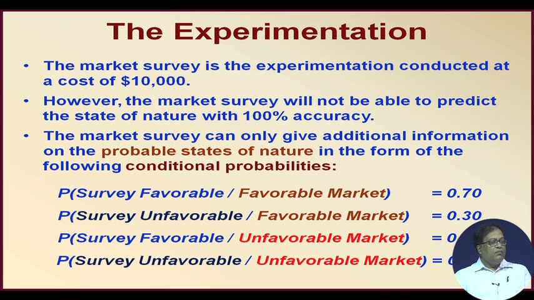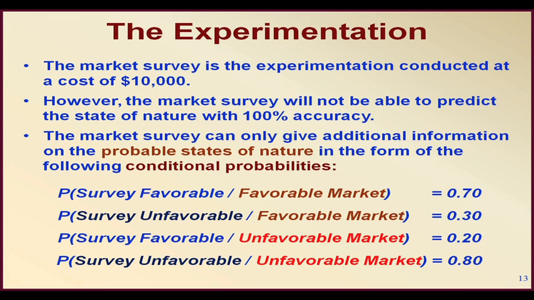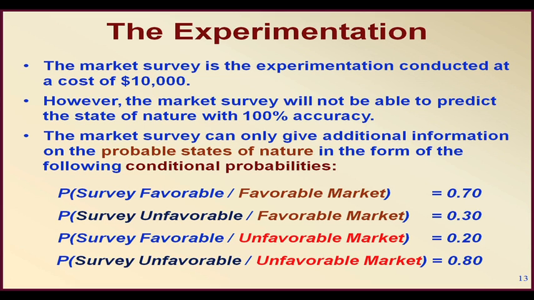That is the kind of situation, but there is something more to it. The market survey is to be conducted at a cost of 10,000, that is point number 1. Point number 2 is that the market survey will not be able to predict the state of nature with 100% accuracy. If it were 100% accurate, things would have been very simple. If these are our payoffs, if the market survey is favorable, do this; if it is not favorable, do this. But here, since it is not 100% accurate, we have to do what is known as a Bayesian analysis.